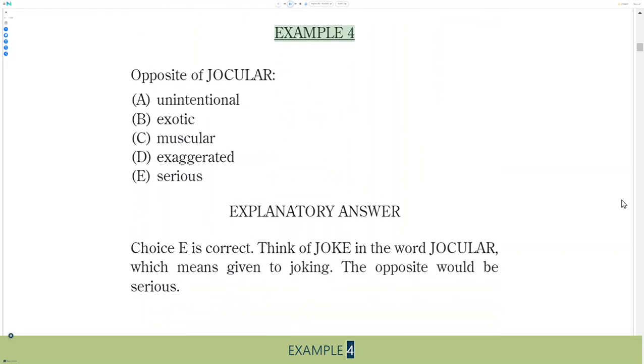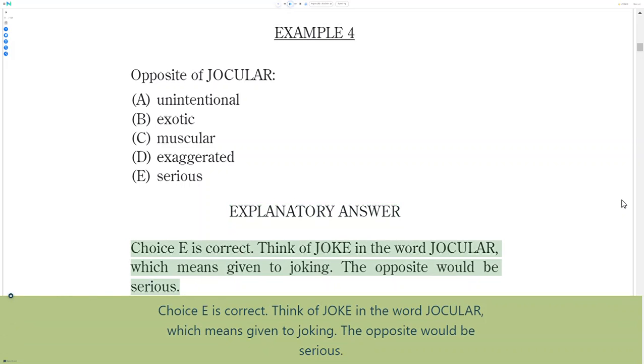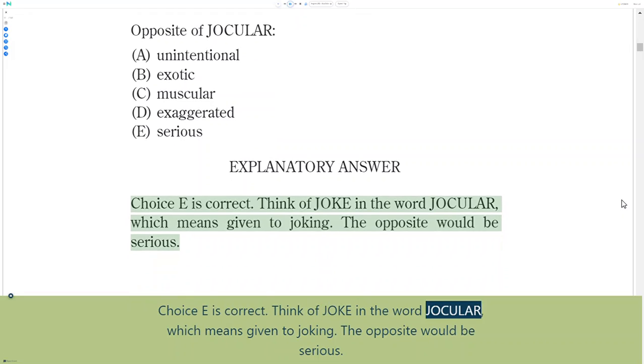Example 4. Opposite of jocular. A. Unintentional. B. Exotic. C. Muscular. D. Exaggerated. E. Serious. Explanatory answer. Choice E is correct. Think of joke in the word jocular, which means given to joking. The opposite would be serious.